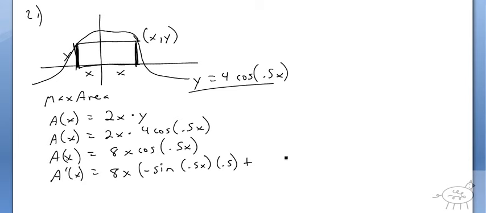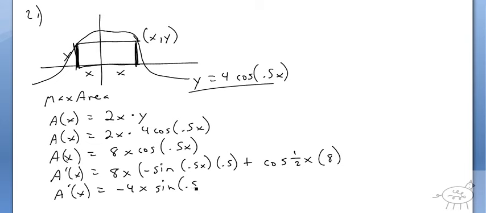Okay, plus cosine of 1/2 x times the derivative of the first, times 8. Okay, so a prime of x equals, multiply all that out, and we get negative 4x sine of 0.5x plus 8 cosine of 1/2 x. All right, and then of course x is between negative pi and positive pi.